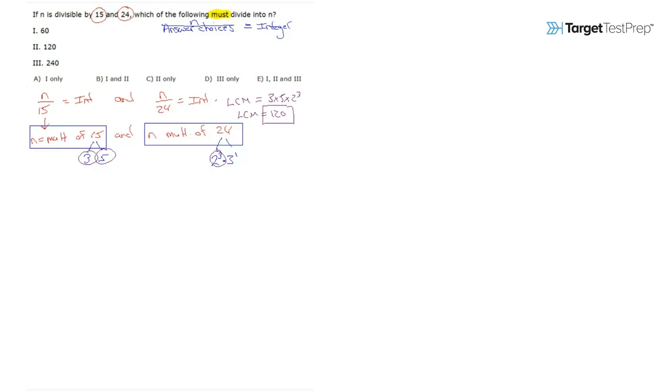And now we go to our answer choices and we say which of the answer choices, or Roman numerals rather, must in all circumstances divide into 120. We see right away that the answer is 60 and 120. So we see that the answer is 1 and 2, and it is B.